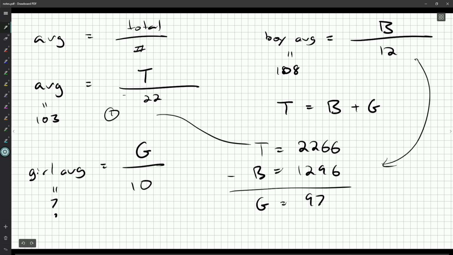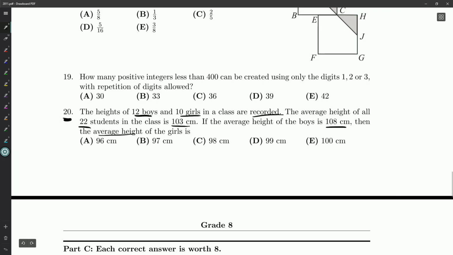The total heights of all the girls is 970. So now I take that, put it in here, and the girls' height should be 970 over 10, or 97 centimeters. Okay, 97 centimeters is right there. It's B. And so that's what we're going to bubble in.